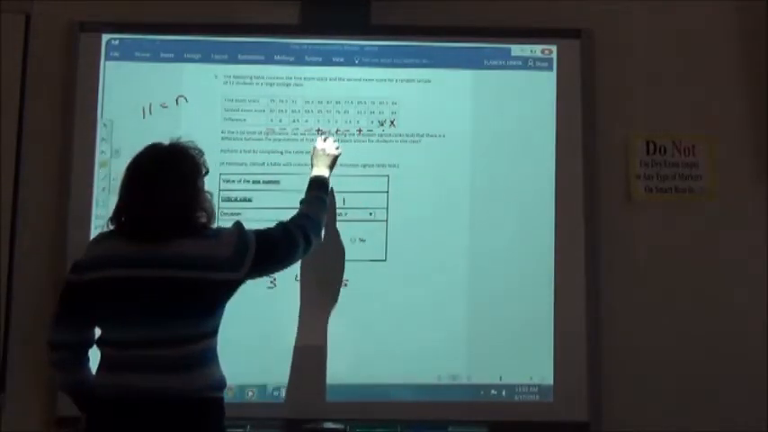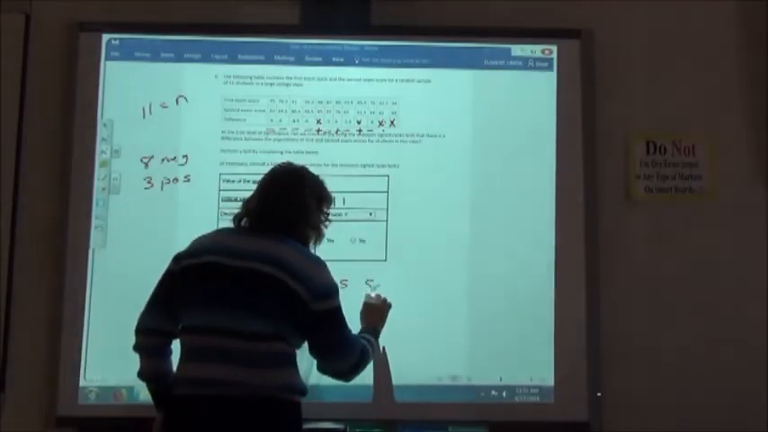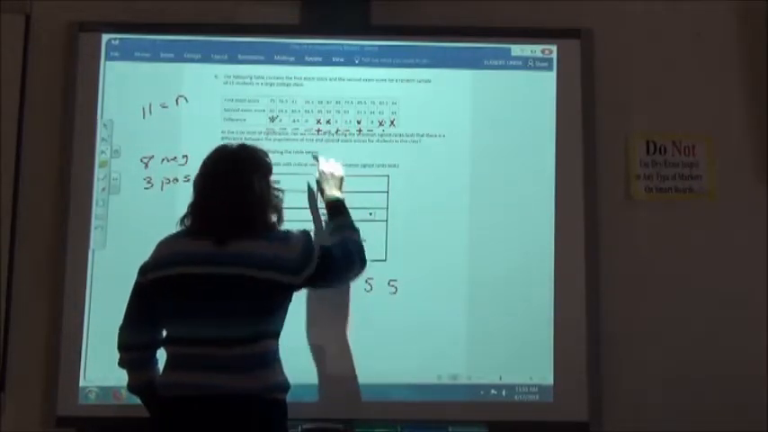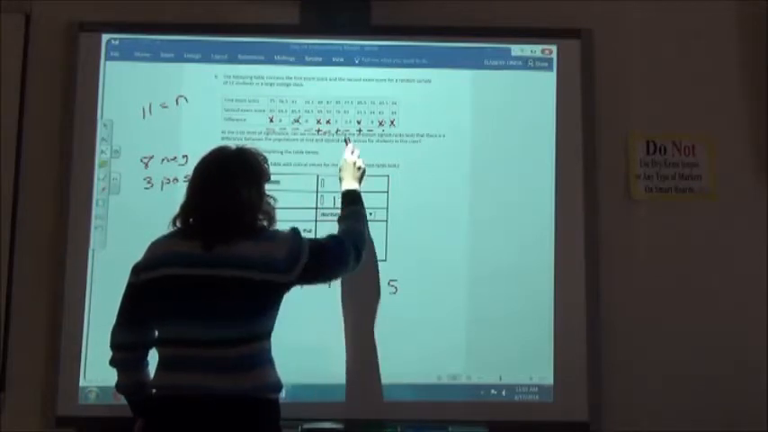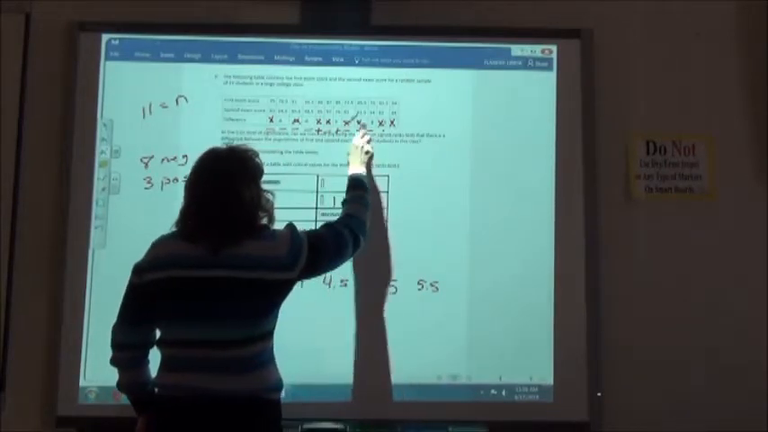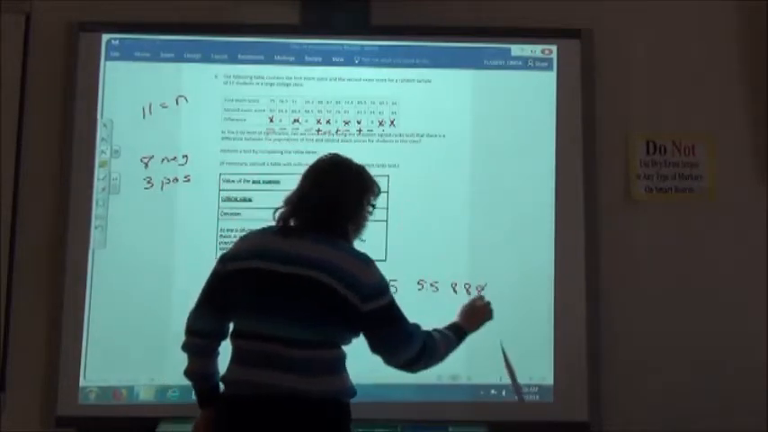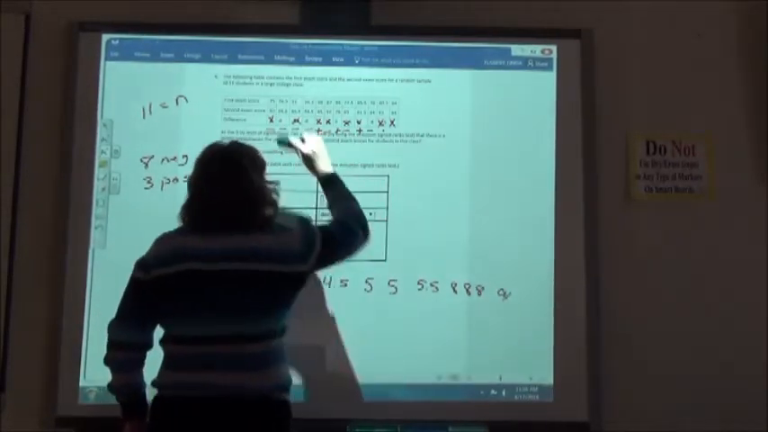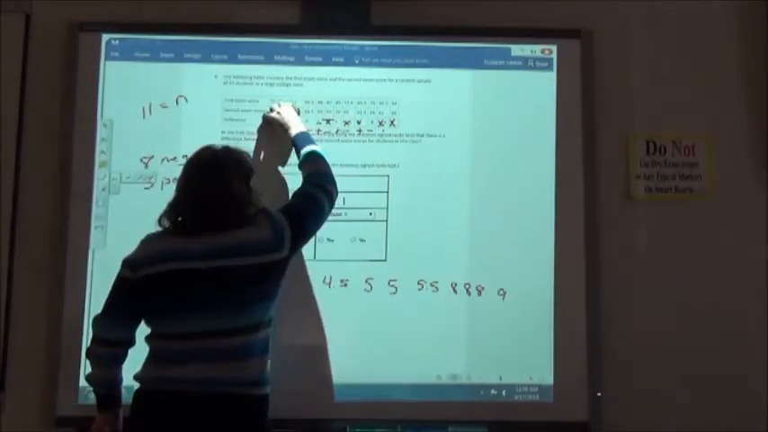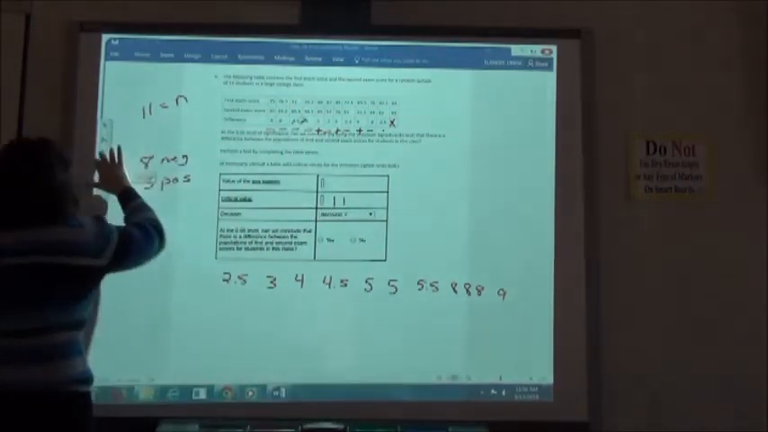We said we had a 3, a 4, and then we have 2 5s. A 5 and a 5. Oops. I got my 4.5 already down there. And then I have my 5.5. And then I have 3 8s. And I have a 9. I think I got them all written down. Whoops. Turn my eraser back on. Now that I have them all written down. And my pen back on.